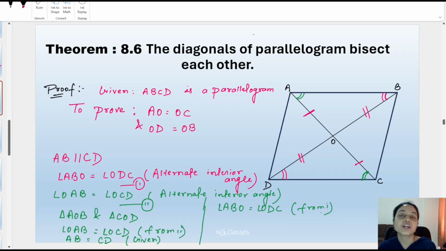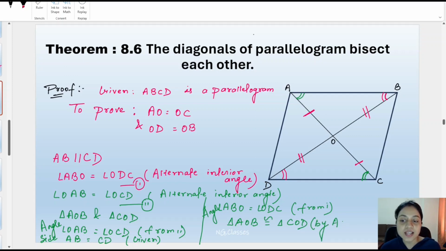And here we got the sequence of angle, side, angle. Can you see it? This one is the angle, then side, then again angle. You can check it in the figure also. So we can say that triangle AOB is congruent with triangle COD by the angle side angle congruence rule.